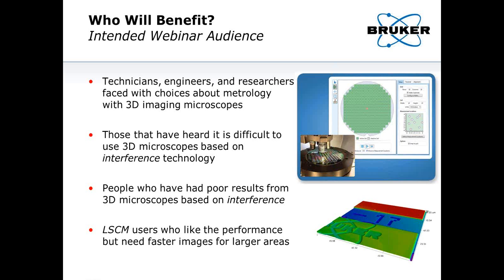And then also laser scanning confocal users, which those tools are good for a very wide range of things as well, but users who like the performance but might need faster images on larger areas. And we'll go into the details there a little bit.